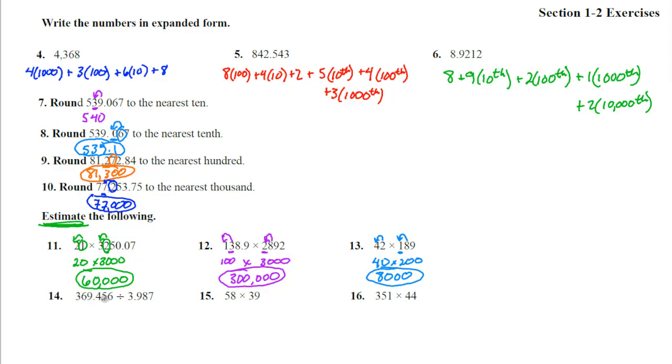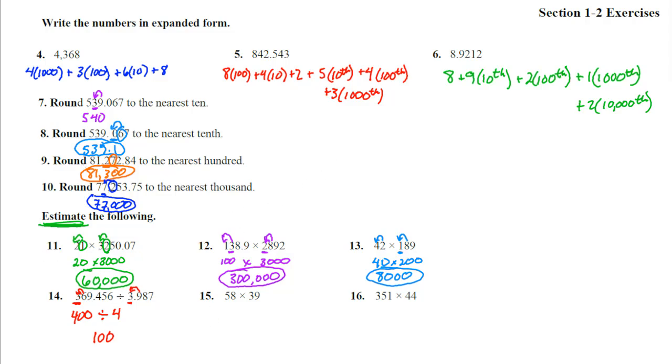Number 14. Ooh, 369.456. So hundreds is the biggest. This guy will round that up to, it's roughly 400 divided by, and here's the ones place. So a 9 will cause that to be a 4. 400 divided by 4, oh, that's 100. There we go, just 4 divided by 4, and then it has 2 zeros on it.